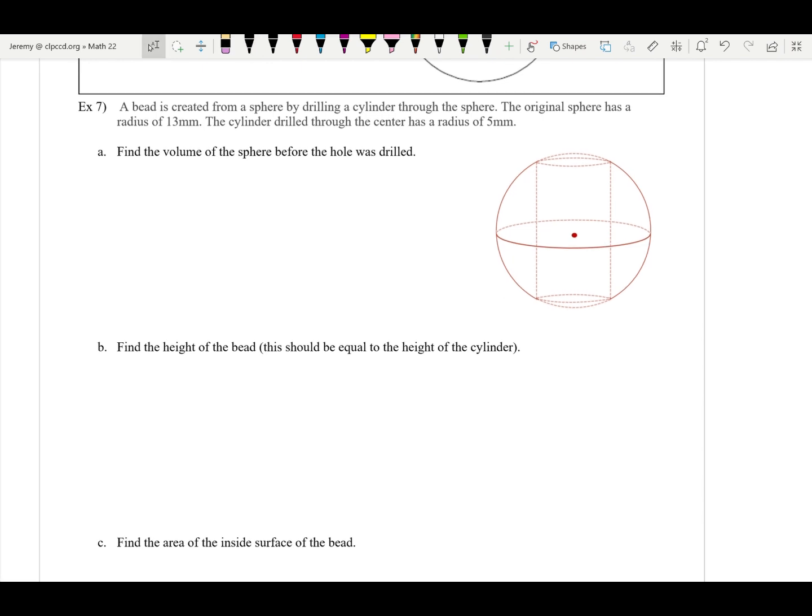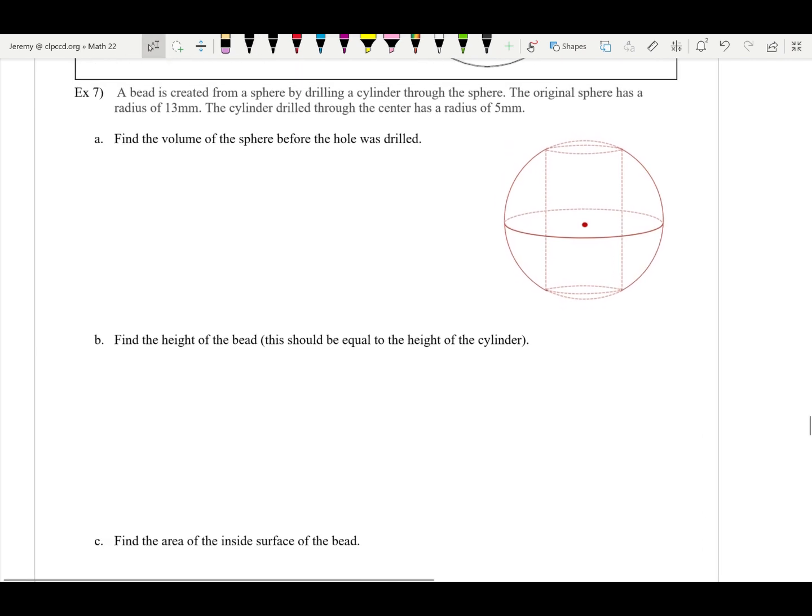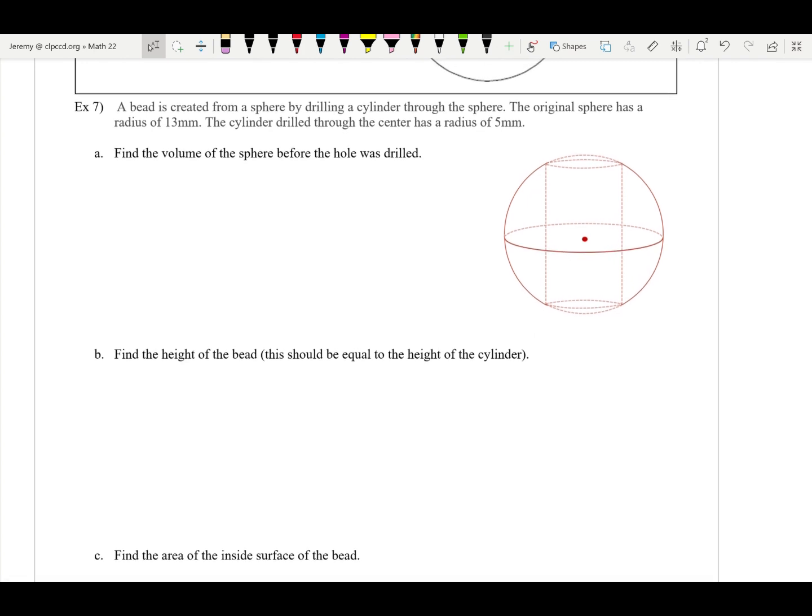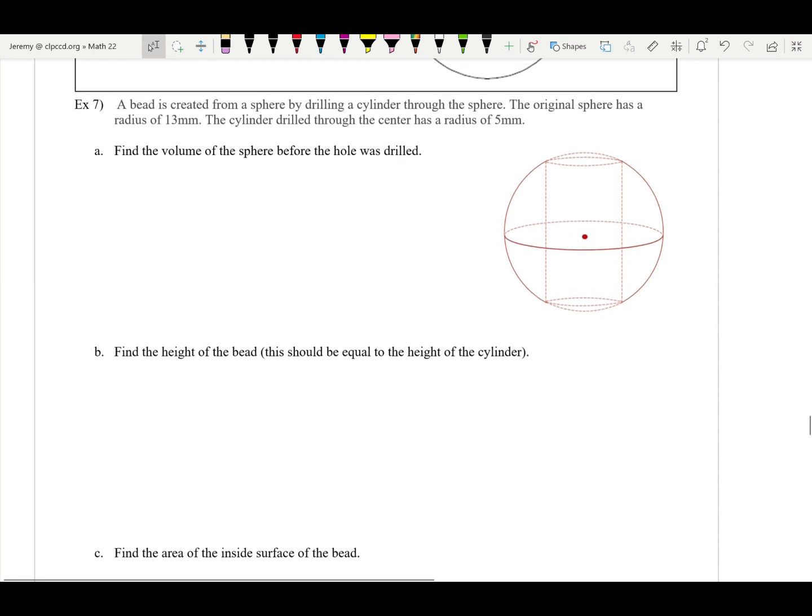All right, example 7. This is the last problem in this section. A bead is created from a sphere by drilling a cylindrical hole through the sphere. The original sphere has a radius of 13 millimeters, and the cylinder drilled through the center has a radius of 5 millimeters. So just sizing this thing up to begin with, that is 13 millimeters, and the radius of the cylinder, that's just that distance there, is 5 millimeters.